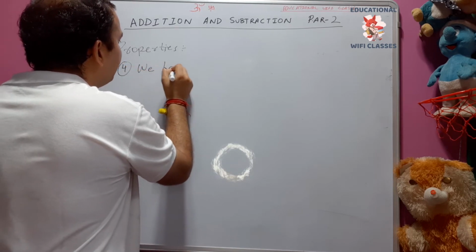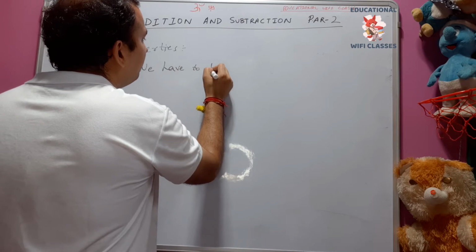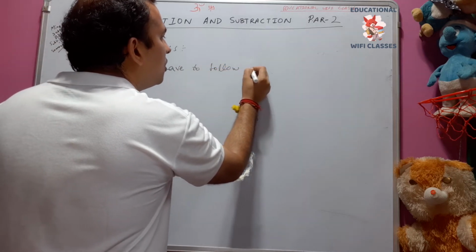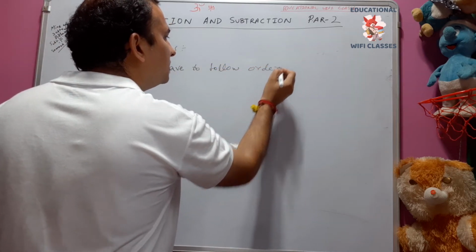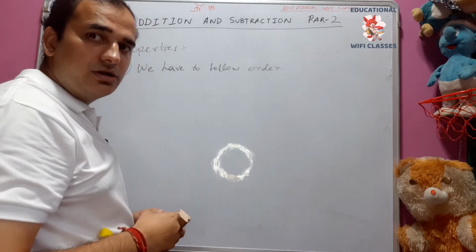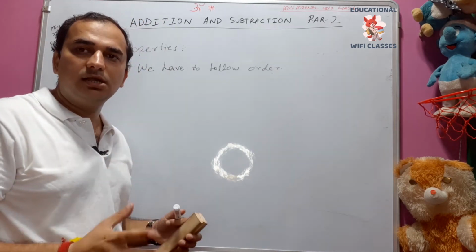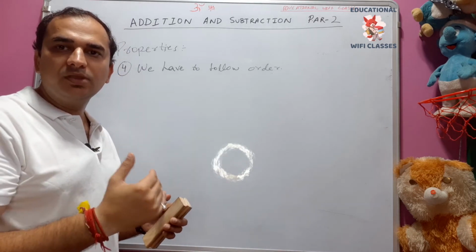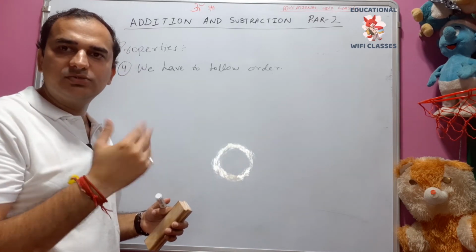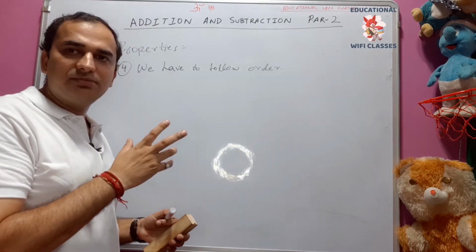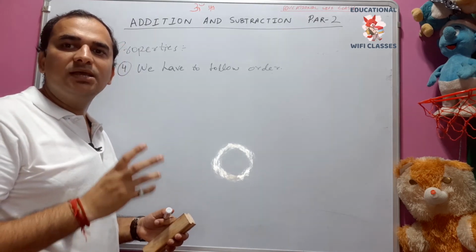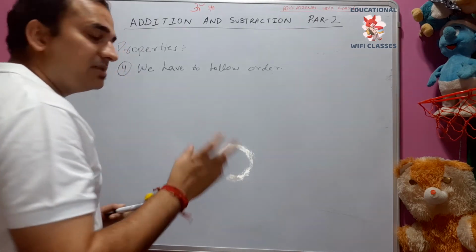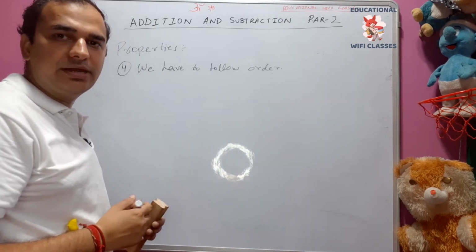We have to follow order. What does it mean? Following order. In addition, we have learned that we don't have to follow an order. We can add in any order, like first number second, second number first. But when we are subtracting, we have to follow an order. We have to subtract a subtrahend from a minuend.